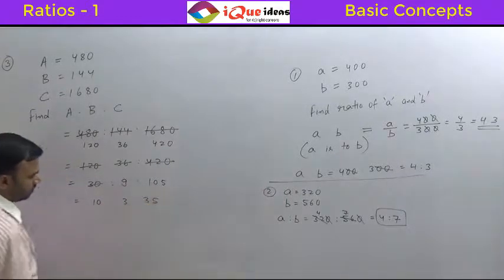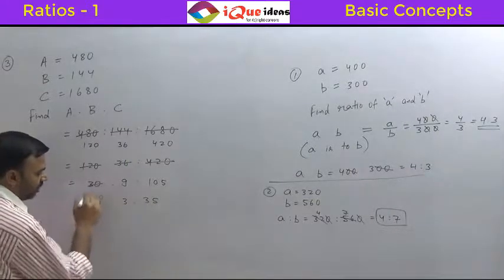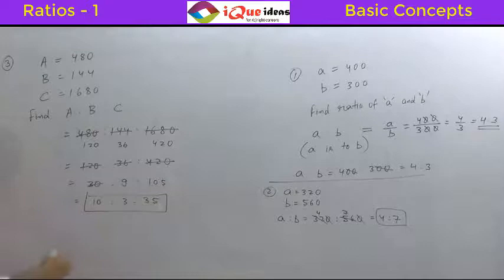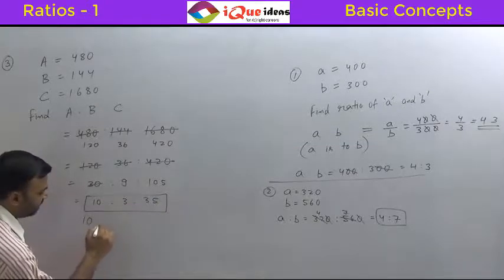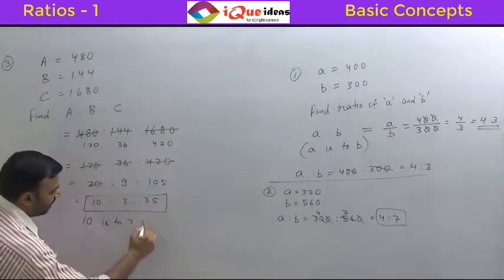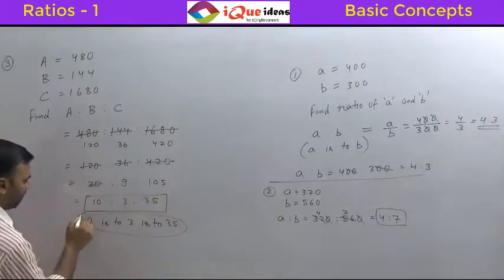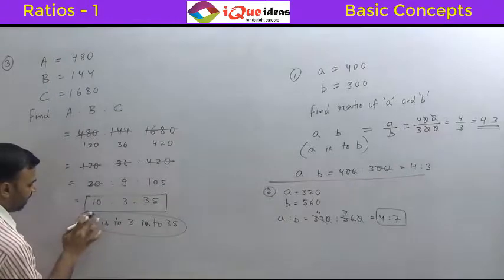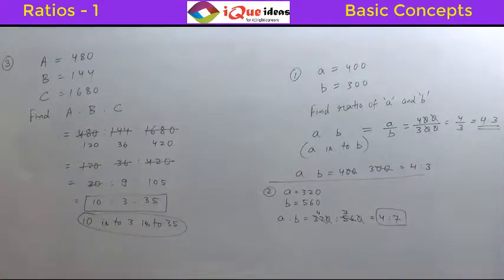Now even though there is a common factor in these two, you can't do anything about it because there is no common factor in all the three. Once you get this situation when there is no common factor in the given numbers, then we say that this is the final ratio. So the ratio of A:B:C given here is 10:3:35. How do we read it? We read it as 10 is to 3 is to 35. This is not important, but just for the sake of clarity, I am saying that this has to be read as 10 is to 3 is to 35.